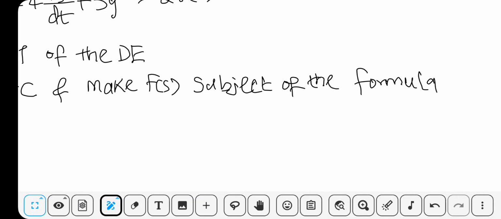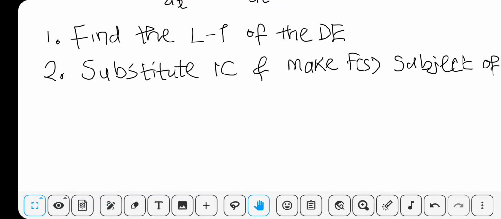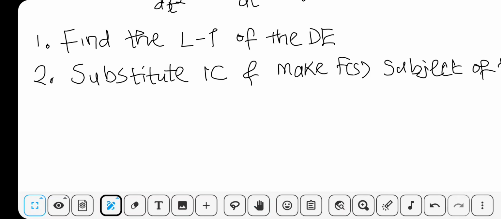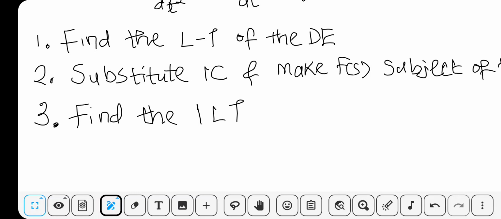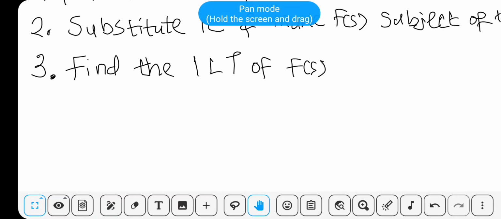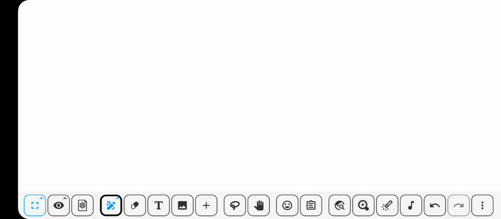Now the third step is to find the inverse Laplace transform. The third step is to find the inverse Laplace transform of F of s. So let's start with step 1.